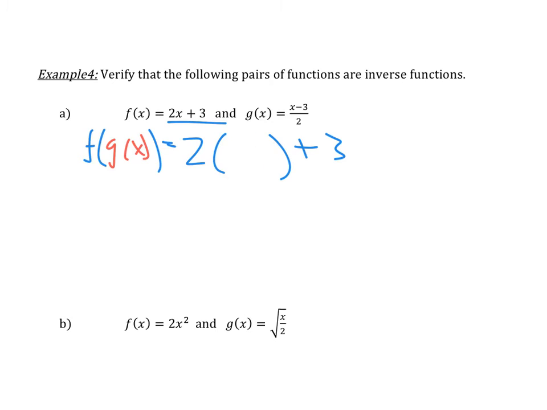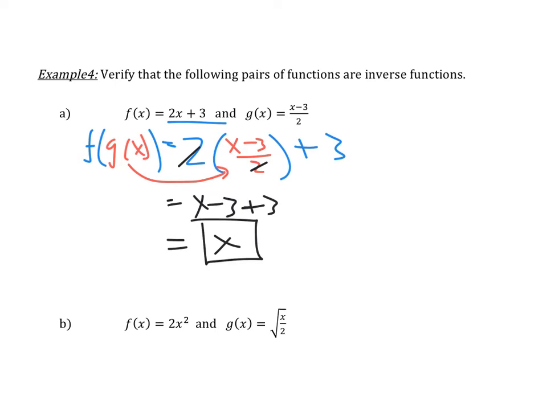Look at the form of this. This is just 2x plus 3. And in this case, our x is g of x. So we're going to plug g of x in for the blank here. So x minus 3 over 2. Now we're going to clean this up. These 2's are going to cancel. And that leaves us with x minus 3 plus 3. And minus 3 plus 3 is x. There we have it. All right?